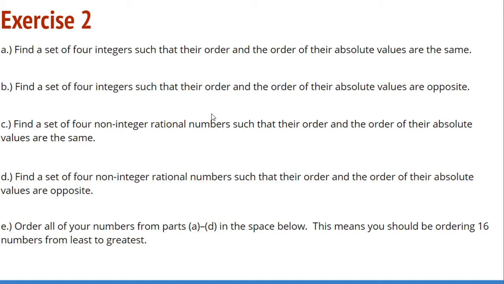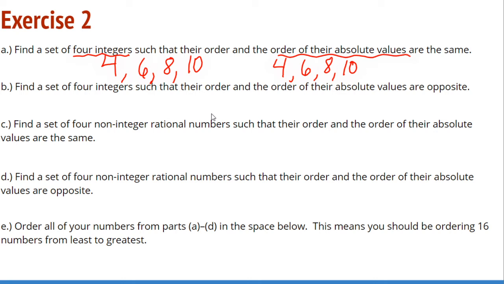All right, find a set of 4 integers such that their order and the order of their absolute values are the same. So I need 4 numbers that when I put them in order from least to greatest, that will be the same order as their absolute values. So pause and think about that for a minute. What if I did 4, 6, 8, and 10? They're in order from least to greatest. If I order their absolute values, it's still 4, 6, 8, and 10. So the order of the integers is the same as the order of their absolute value.